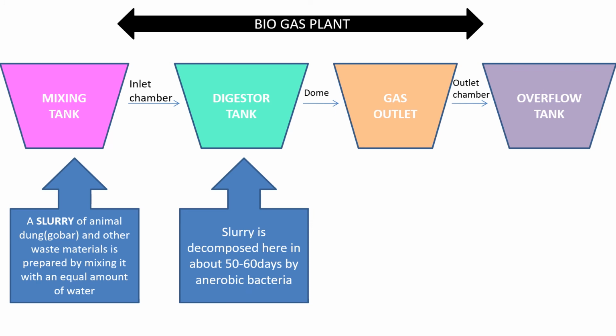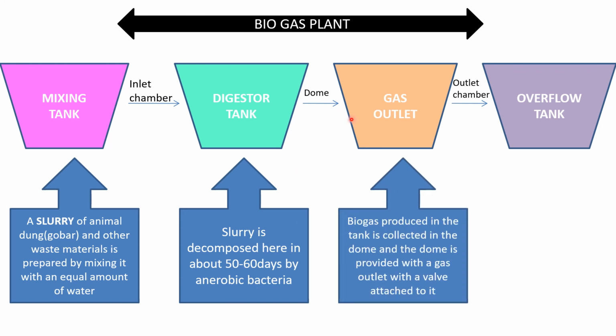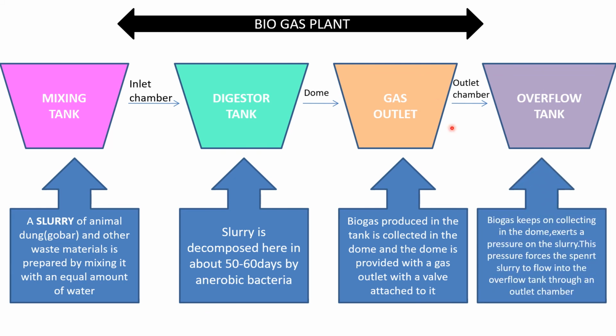तो ये decompose होगा. When it decomposes, the gas is collected in the dome and the dome is provided with the gas outlet which is attached to a valve, so we can collect the gas from the valve and the gas outlet here. And since this biogas keeps on collecting in the dome, it exerts a pressure on the slurry in the digester tank. So this pressure forces the spent slurry to go into the overflow tank through the outlet chamber. This is the entire biogas plant.